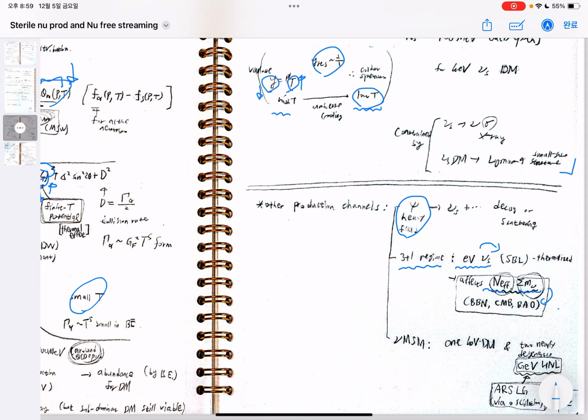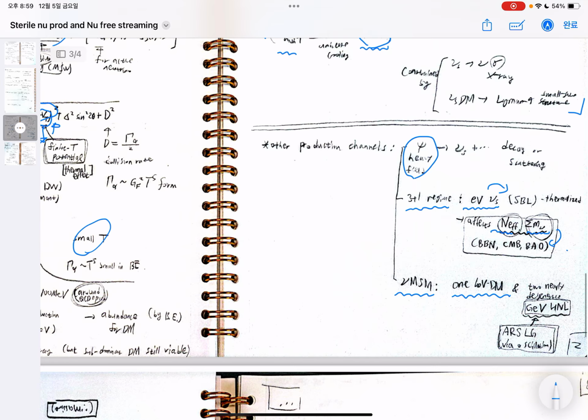And also there is another model, the so-called neutrino minimal standard model, the νMSM. In this case, there is the 1 keV dark matter, but there are additional 2 nearly degenerate GeV heavy neutral leptons. Such a GeV channel has an important role in the ARS leptogenesis, which is the leptogenesis via the oscillations.